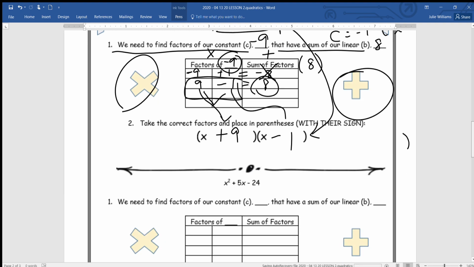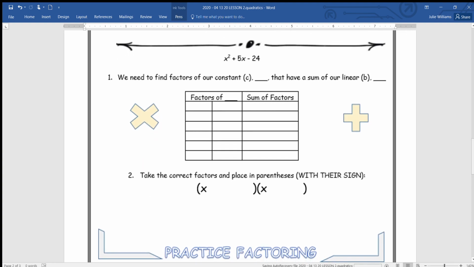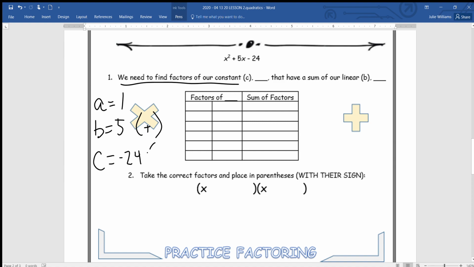Let's look at another one. Need to find factors of our constant. So let's identify our A, B, and our C. So A is equal to 1. My B is equal to 5. That's what I have to add together to get. My C is equal to -24. That's what I have to multiply together to get.